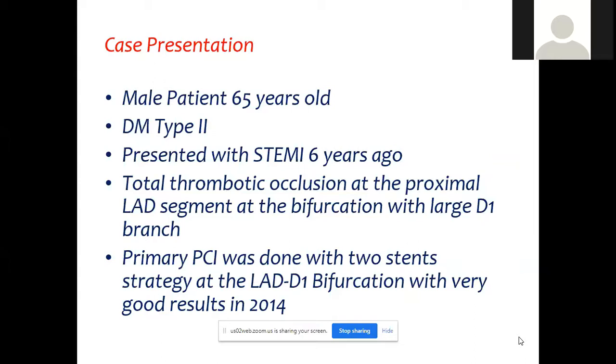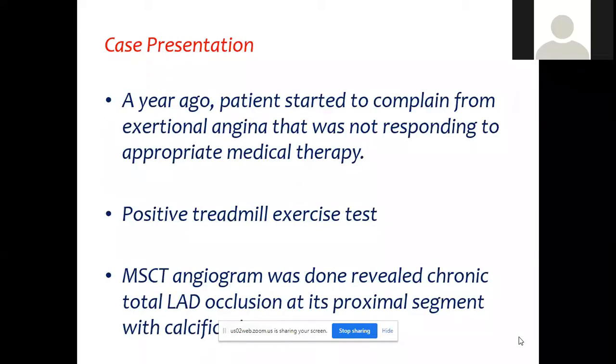This was a 2 stents strategy 6 years ago at the LAD diagonal first bifurcation with very good results in 2014. A year ago, the patient started to complain of exertional angina that was not responding to appropriate medical therapy, and he underwent a treadmill exercise test, which was highly positive.